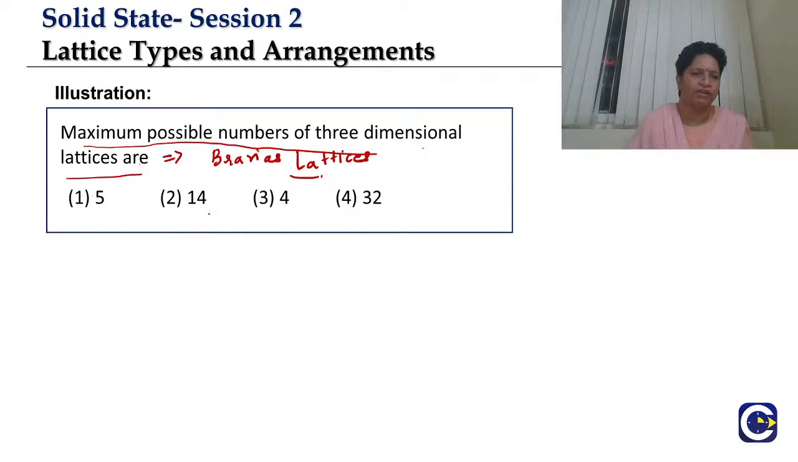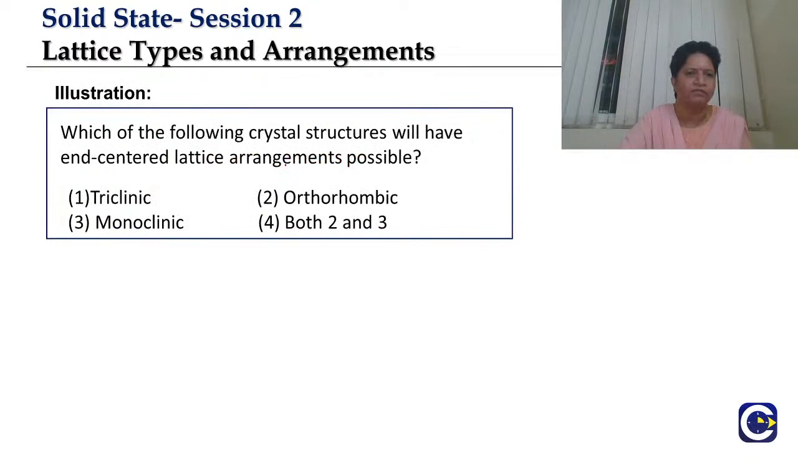So how many different types of 3-dimensional lattices will we have? 14 types. Right? The 14 types we have seen, that is, every type is further divided into simple, end-centered, body-centered, and face-centered, depending on the different types.